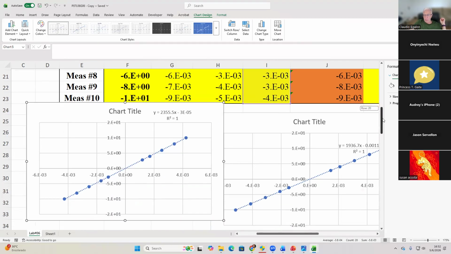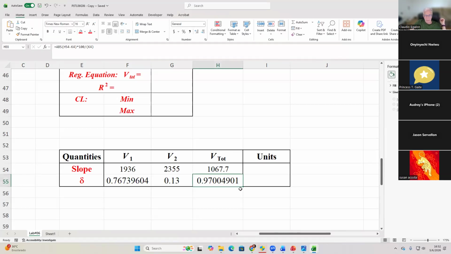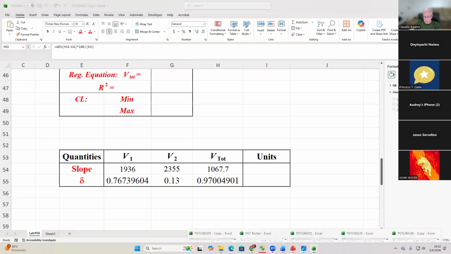Which one are you having a high percentage difference? It was the second one, V2. Okay. The other two are small enough? Yeah, for my V total, the percent difference I got was 0.96. Okay, I'm getting 0.97, slightly different. That's okay. A small difference. So we figure out what was the problem, right?